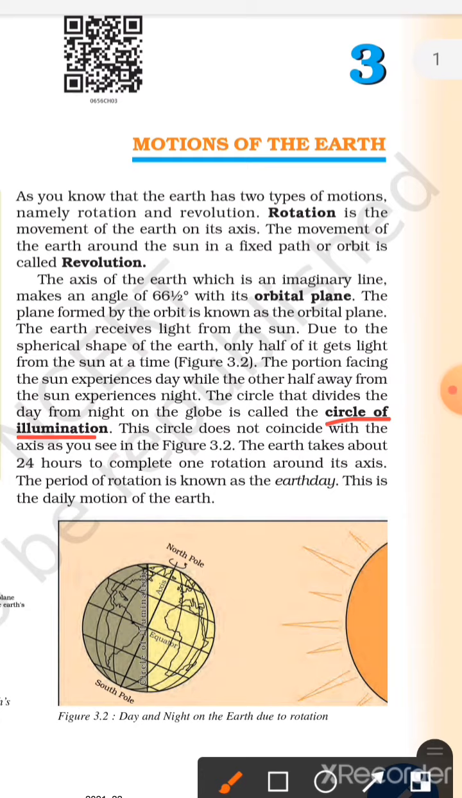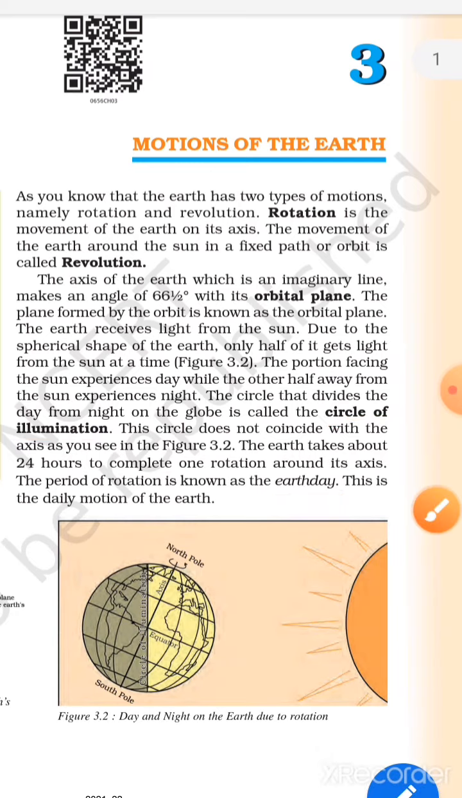And the Earth takes about 24 hours to complete one rotation around its axis, and the period of rotation is known as the Earth day. So due to the rotation of the Earth, we experience day and night on the Earth's surface. To complete one rotation, Earth takes 24 hours, and it is a daily motion of the Earth. So day and night always, the Earth rotates and completes within 24 hours. So it is a daily motion of the Earth.